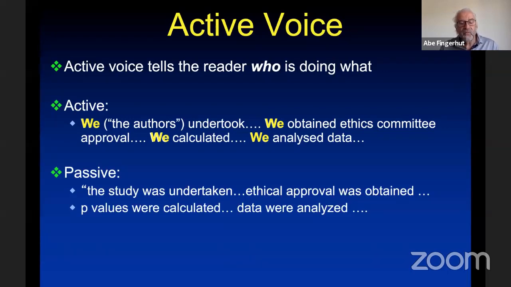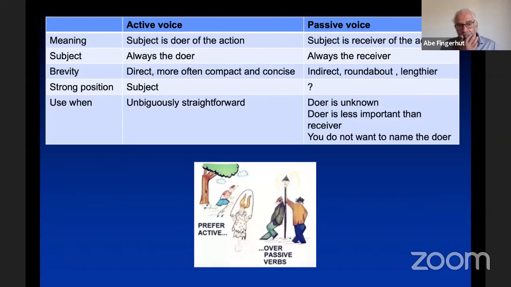Different is the passive voice, where we do not know who undertook the study or who obtained the ethical approval or who calculated the p-values or analyzed the data. There's a description of what goes on, but we are not sure who is responsible. The subject has changed. In the active voice, we know who is the doer of the action. We know the subject is always the doer.